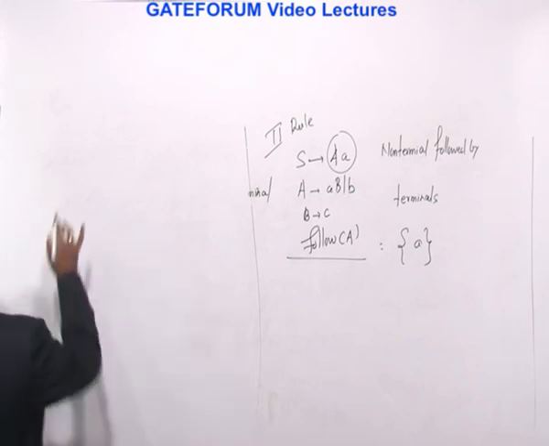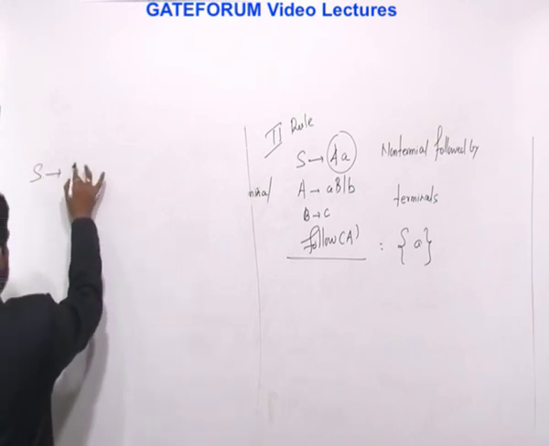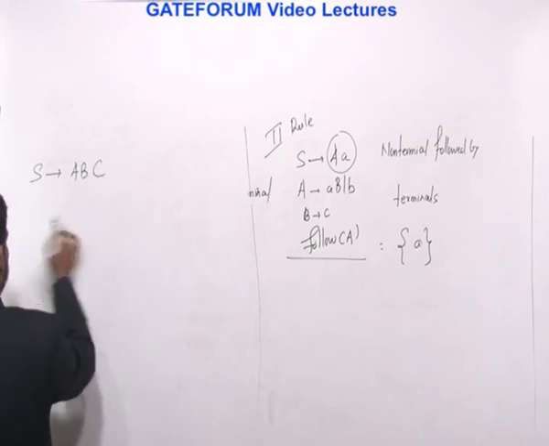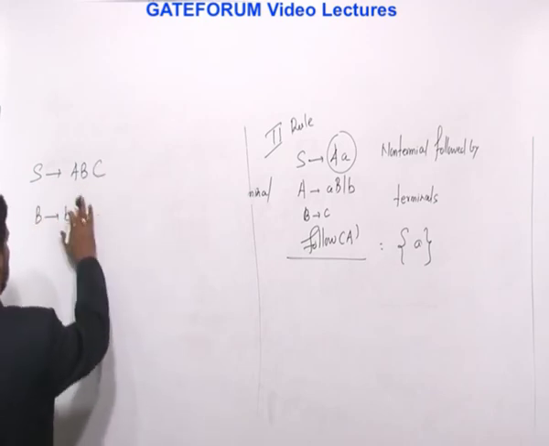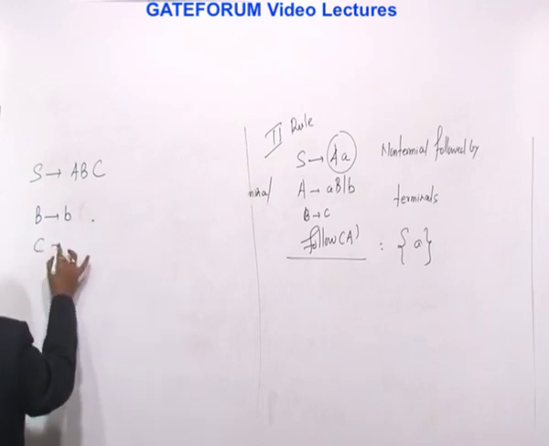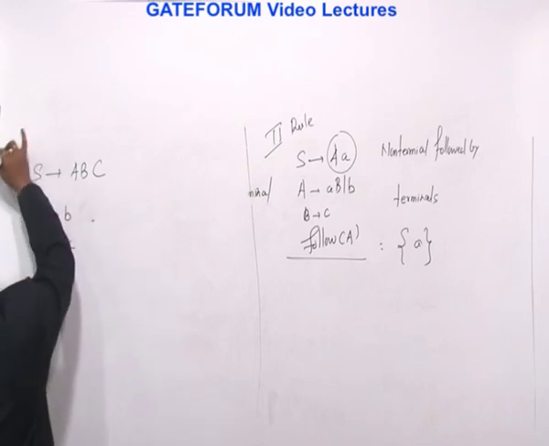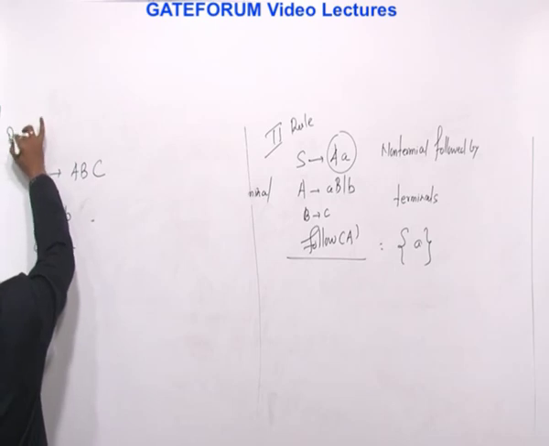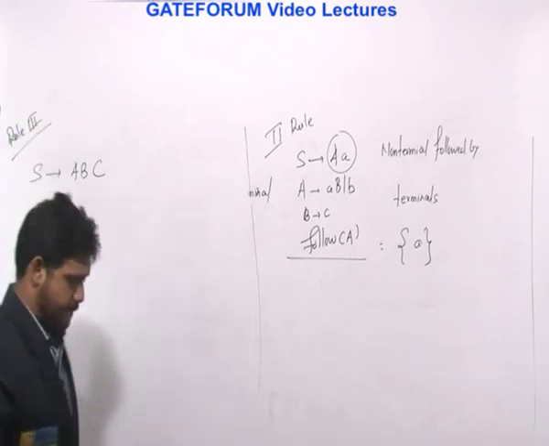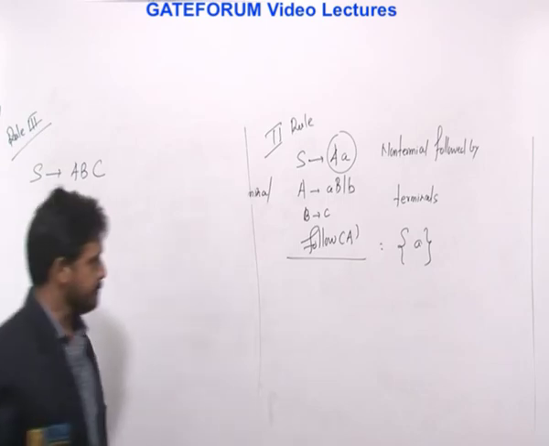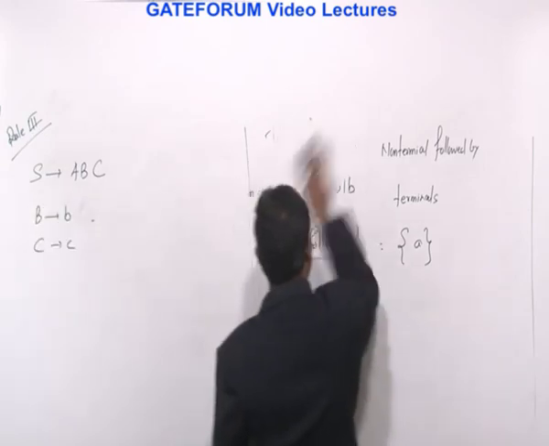So now be very careful here. It's not very complicated. The last case is a bit complicated. Okay, B derives small b or epsilon, and C derives small c. This is part 1. This is rule 3. What is this rule? Non-terminal followed by a non-terminal.